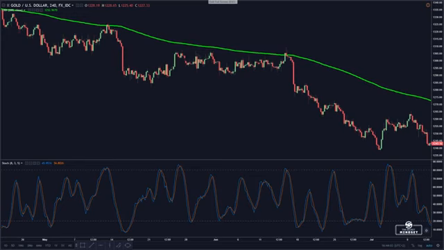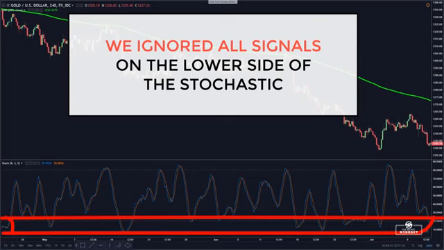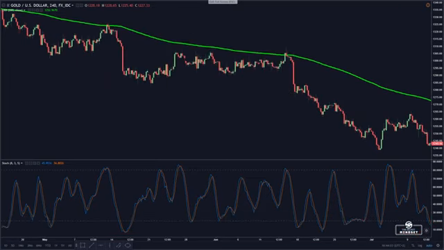As you can see, we ignored all the signals offered by the divergences on the lower side of the stochastic, as we are in a strong downward trend.